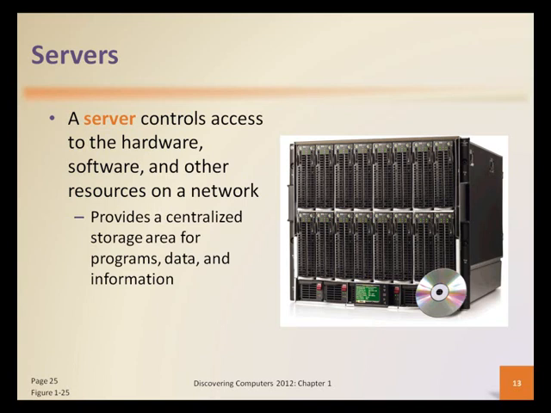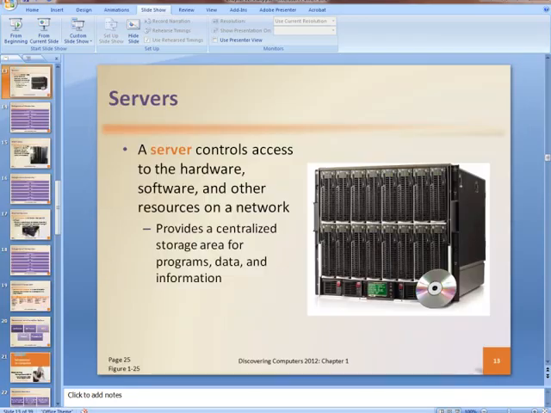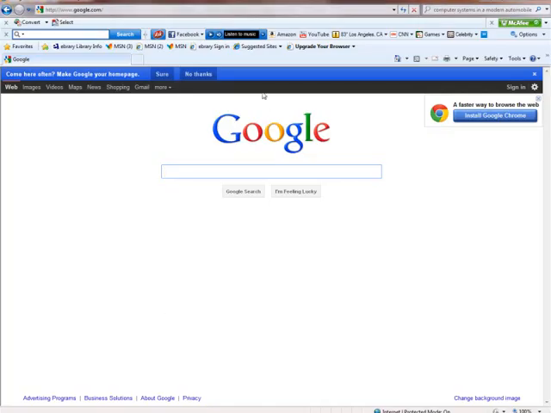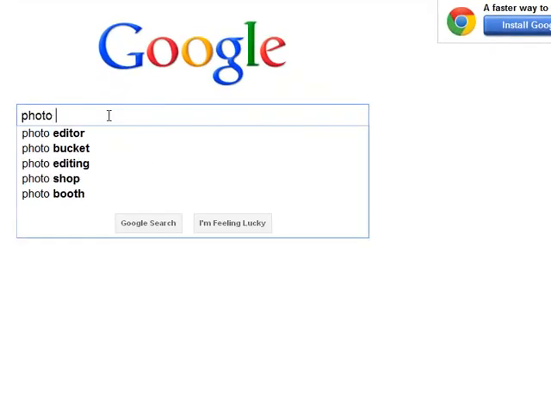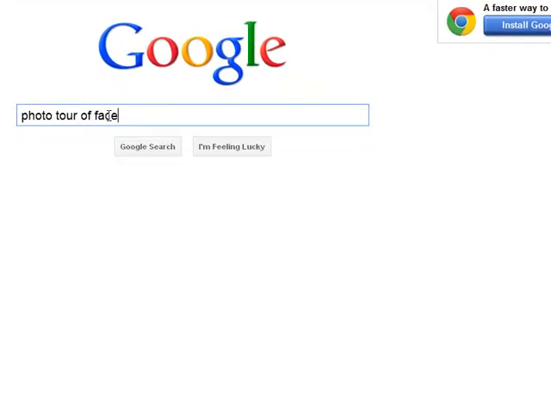I think we're talking about, if I can skip out of here for a second. One of my favorite bloggers is Robert Scoble, and he did something on a photo tour. Let's see if we can find this, Facebook data center.